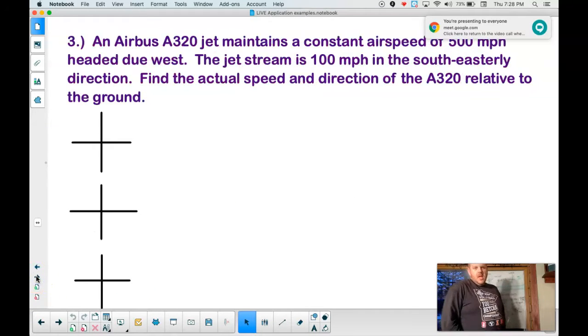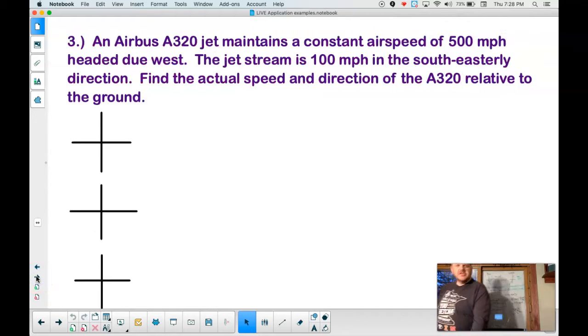There we go, an Airbus. Actually, why don't I let you guys do this one? I'll give you a couple of minutes to do it, and then I'll check back in with you. So try this one, and then I'll go over it. We'll do it like we'd actually do in class.